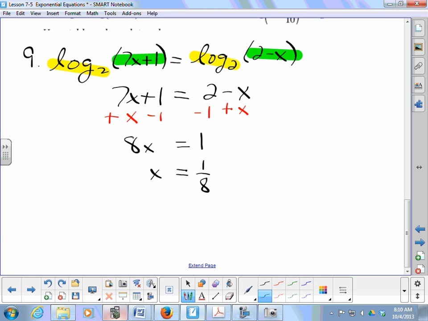Now those are a little bit more difficult to check because of the logarithm, but all I need to do is make sure that both sides are the same, right? If I put in 1/8 for x, then what's in here and what's in here are equal.